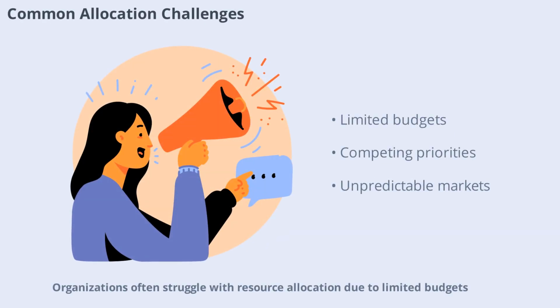Organizations often struggle with resource allocation due to limited budgets, competing priorities, and unpredictable market conditions. It's easy to fall into the trap of spreading resources too thin or investing in projects that don't deliver results. Other challenges include lack of transparency, poor communication, and resistance to change. Recognizing these obstacles is the first step toward overcoming them. In the following scenes, we'll look at strategies to address these challenges and make smarter allocation decisions.